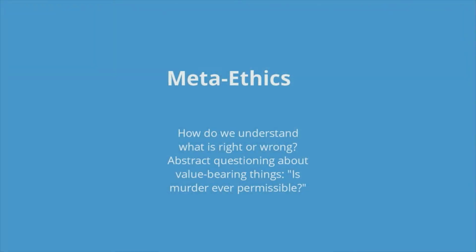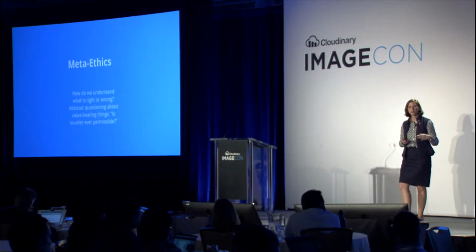Remember in that first slide, I talked about how we're talking about moral philosophy, and there are basically 3 parts to it. The first part that we can take a look at is metaethics. This is a subfield of moral philosophy. Metaethics is kind of like the Socratic type of asking questions, asking disciplined questions, discovering through questioning how we understand what is right and what is wrong. So it's asking abstract questions about value-bearing things. For example, is murder ever permissible? Keep that in mind, and I'm not giving you answers right now. These are just questions that you can ask as you go along. That's the field of metaethics.